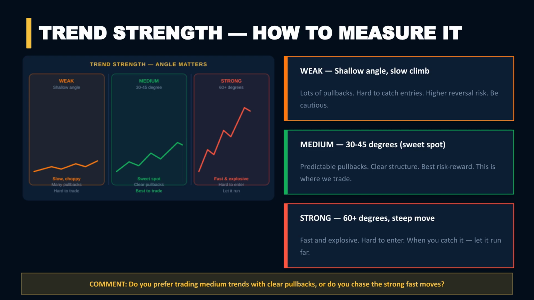Not all trends are equal. Some are weak. Some are strong. And the strength tells you how to trade it. A weak trend is a slow climb or decline. Shallow angle. Lots of pullbacks. Lots of consolidation. Harder to trade.